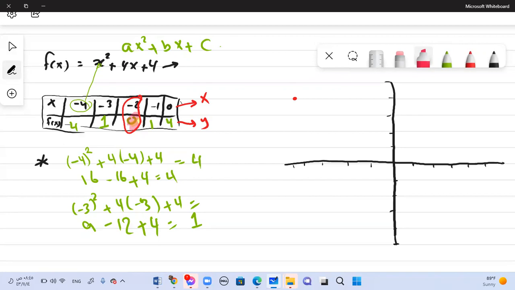I have here 1 and 4, and I have another 1 and 4. So this represents the vertex. The first important point we should put on the graph is the vertex at (-2, 0). Around the vertex, I have the same values. So -3, I will complete now: -3 and 1.